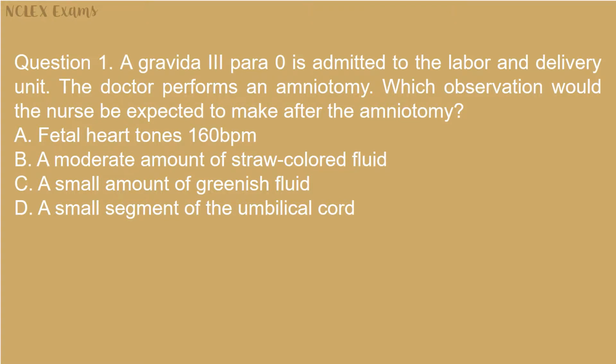Question 1. A gravida 3/0 is admitted to the labour and delivery unit. The doctor performs an amniotomy. Which observation would the nurse be expected to make after the amniotomy? A. Fetal heart tones 160 bpm. B. A moderate amount of straw-coloured fluid. C. A small amount of greenish fluid. D. A small segment of the umbilical cord.